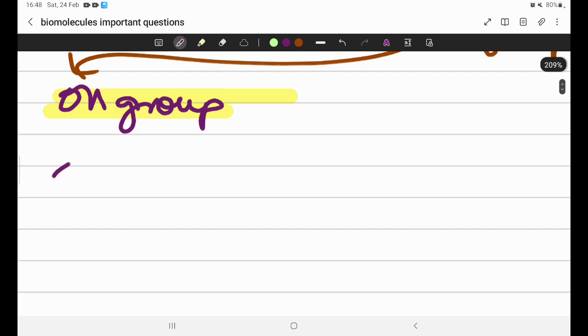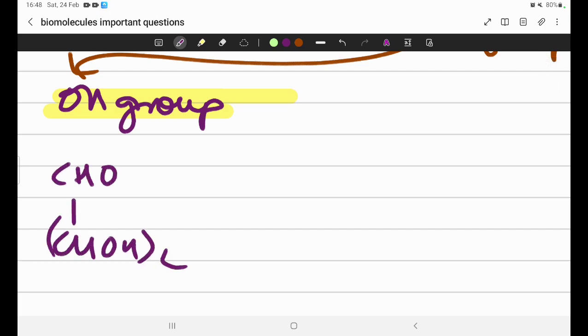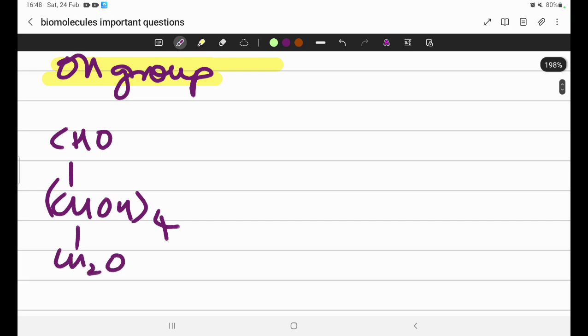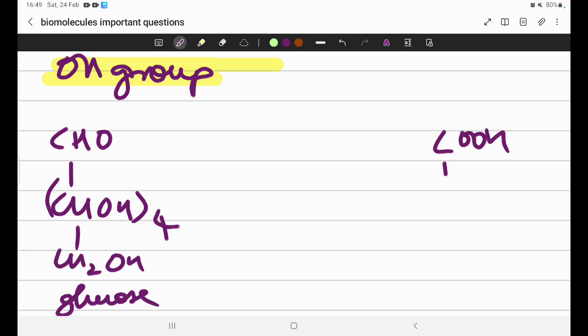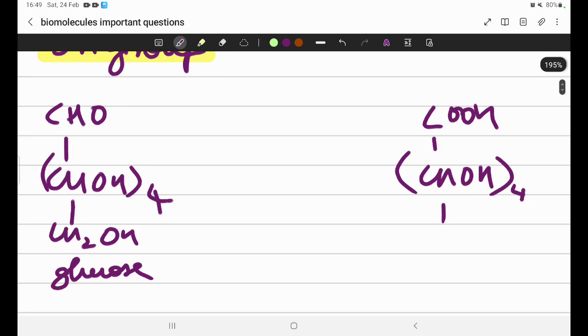If you want me to explain it, this is CHOH the whole 4, then CH2OH. This is glucose. Once again, I'll write on the other side. What will I write on the other side? The same thing, gluconic acid. With bromine water it formed, to show the presence of the aldehyde group. So I'll write that one, CH2OH. This is gluconic acid.